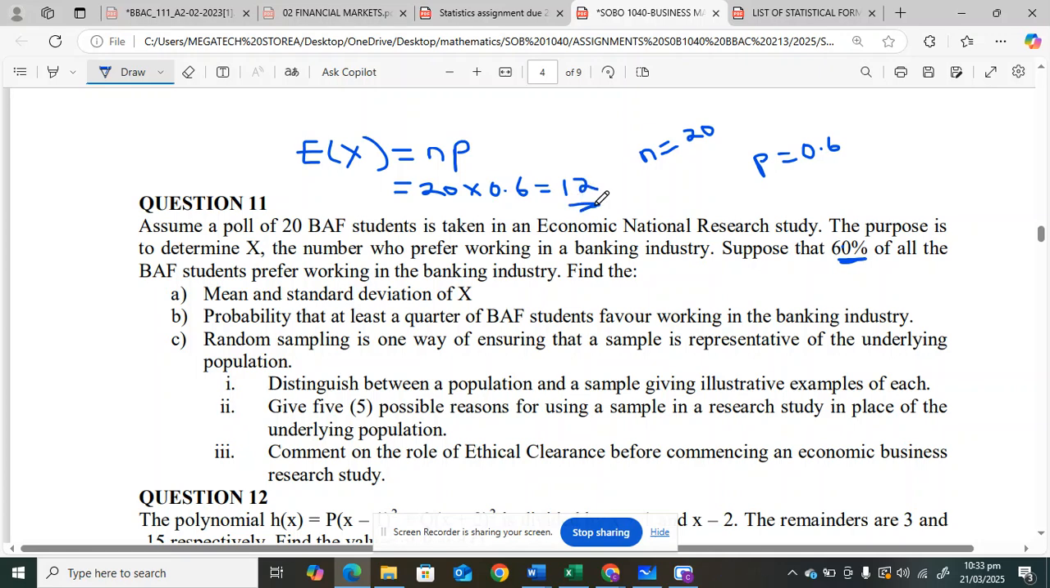So this is our mean. What it's telling us is that if you conduct this experiment multiple times, on average, 12 students are going to prefer working in the banking industry. On average, when you conduct this experiment multiple times, you get 12 students who prefer working in the banking industry. Any questions before we move further?